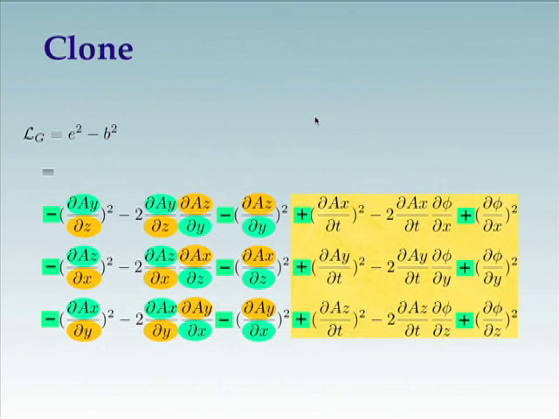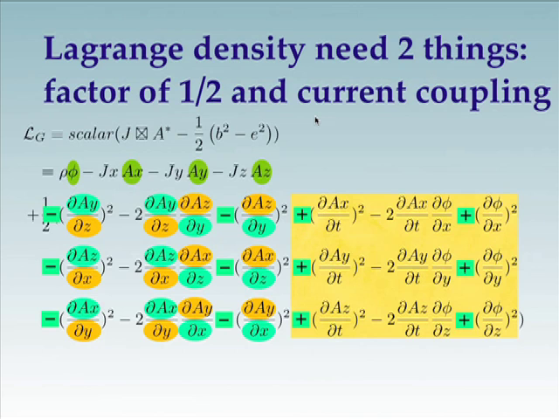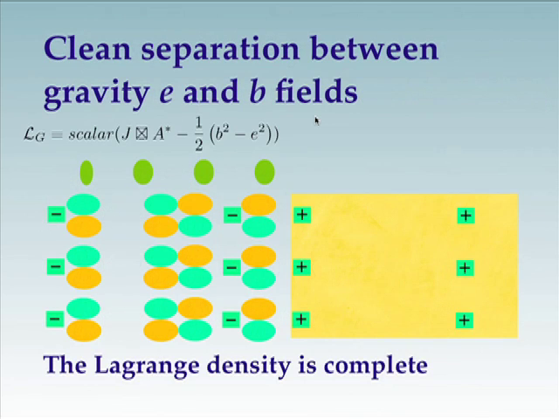So we get to write out our thing, and we get to use the same slide again, and we just say, you're a pure term, flip your sign. That's very simple. And all my mixed terms, they stay the same. And so I put in my factor of a half, and put in my current coupling, and so now my Lagrange density is complete. I feel good, warm inside.